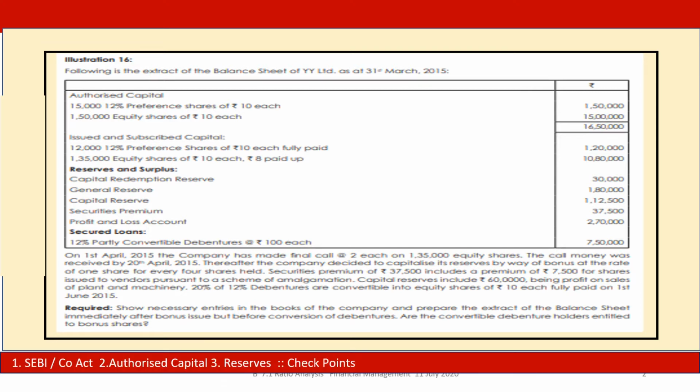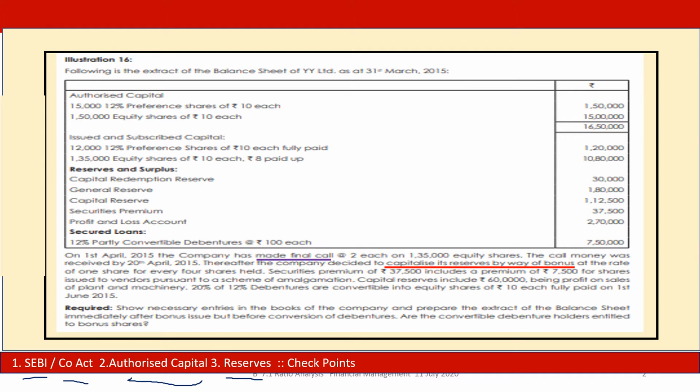It is pertaining to SEBI regulations, Companies Act, need for relooking at the authorized capital, and also the reserves and the procedural matters. We will just take the key features and identify how it comes within the purview of the Companies Act. Here the company has made a final call. It is with a purpose.